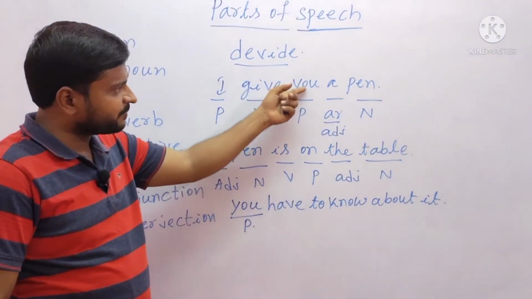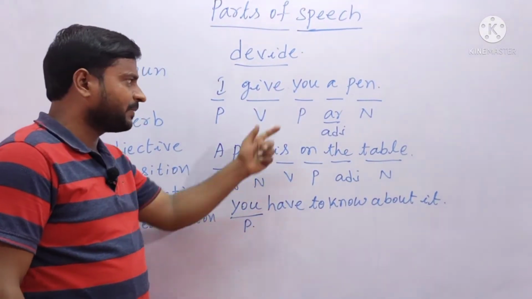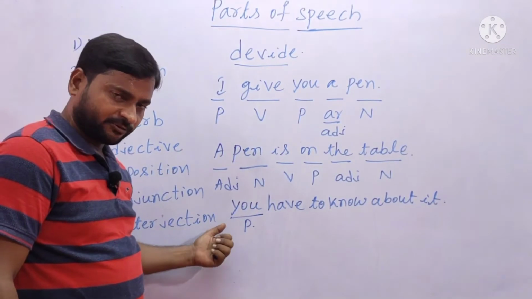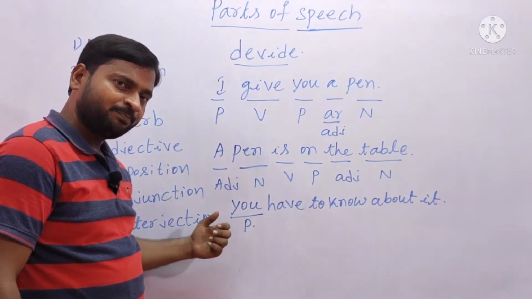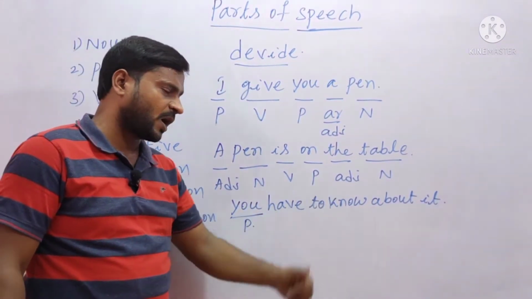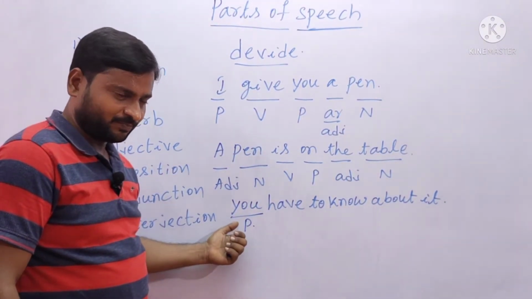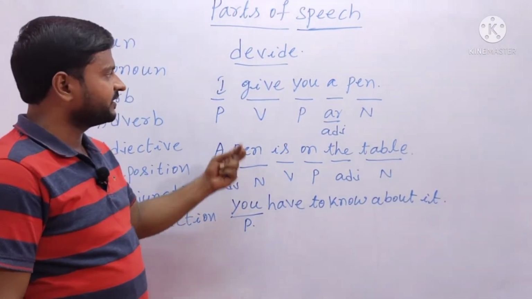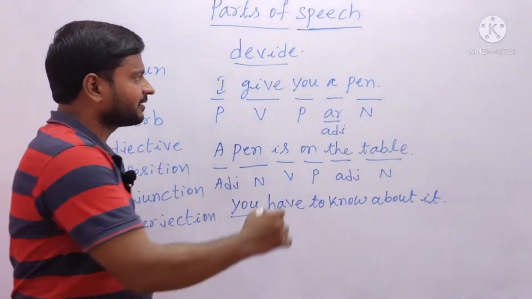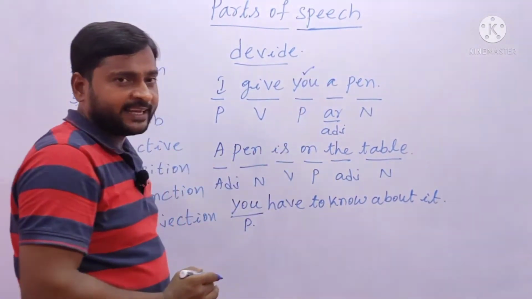Here also is a pronoun, here also is a pronoun. But place of position will be different. Here we have to know about it. Here it is the doer of the action. I give you a pen. Here it is the receiver of the action.